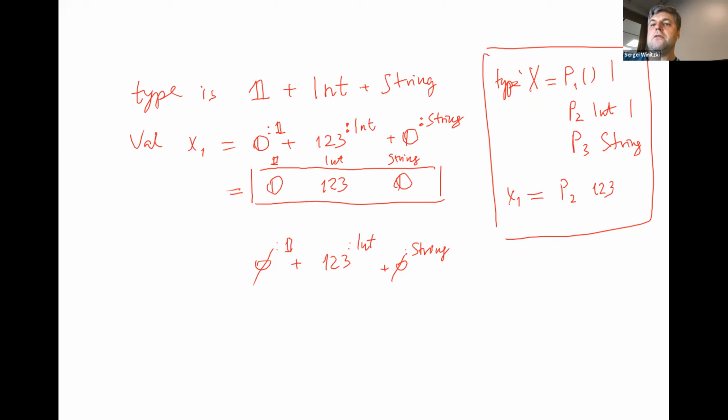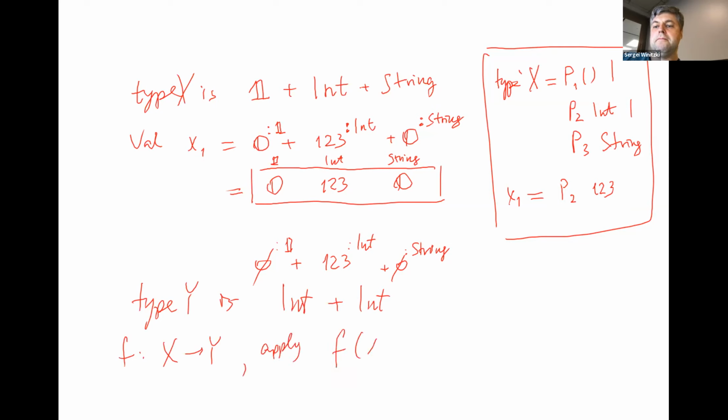So if I have a function from this type x to some type y, so int plus int, right? I have a function x to y. I have to apply f of x1. So how do I write that? So I write the function f as a matrix.